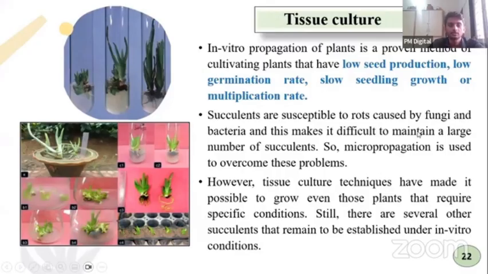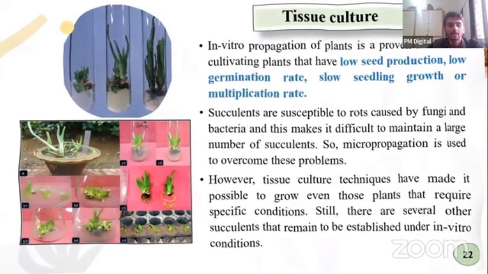Now moving to tissue culture. Where there is low seed production, low germination rate, and slow seedling growth or multiplication rate, tissue culture is a boon for them. Some species of Haworthia and aloe vera are propagated by means of tissue culture. Succulents are highly susceptible to root rots caused by fungus and bacteria, and this makes it difficult to maintain a large number of succulents. So micropropagation is used to overcome this problem. But also there are many infrastructure facilities that are not developed, particularly in India, so it is not the most popular commercial method for propagation of succulent plants.